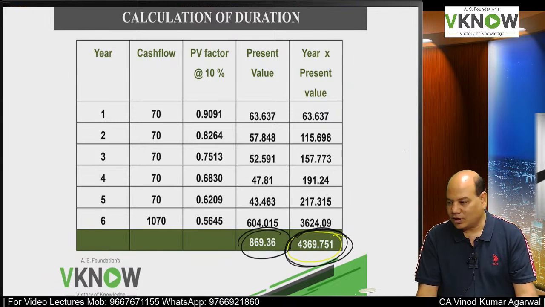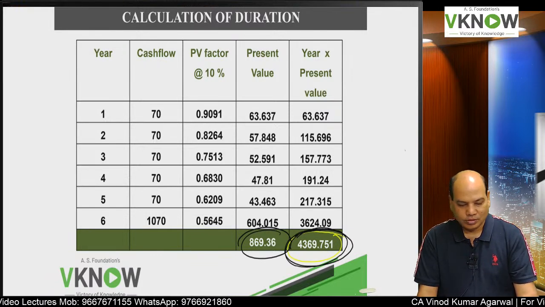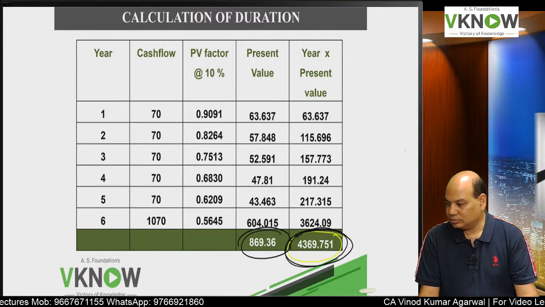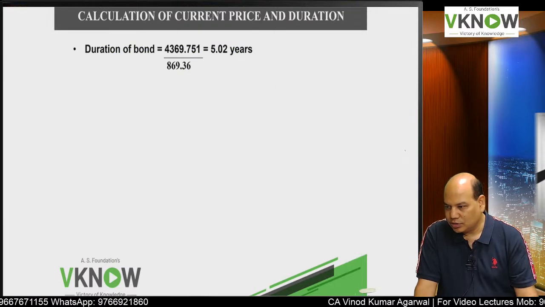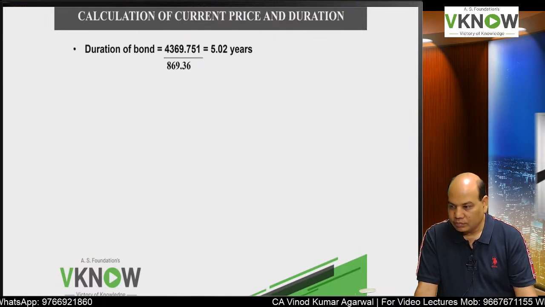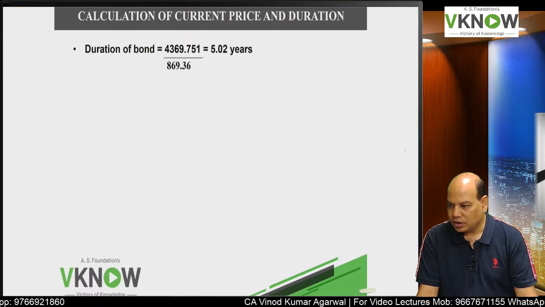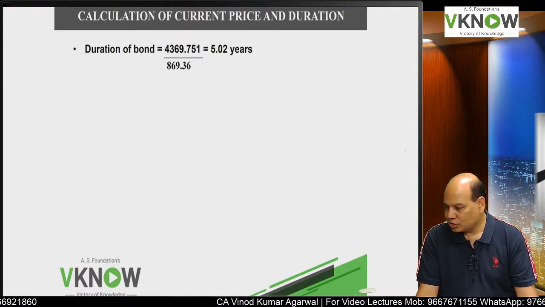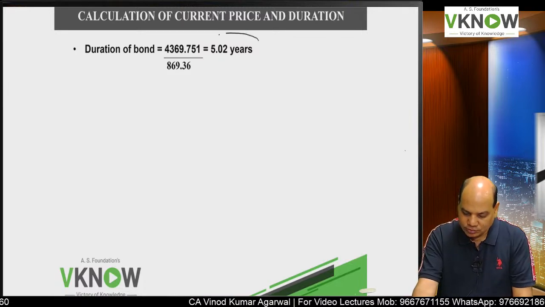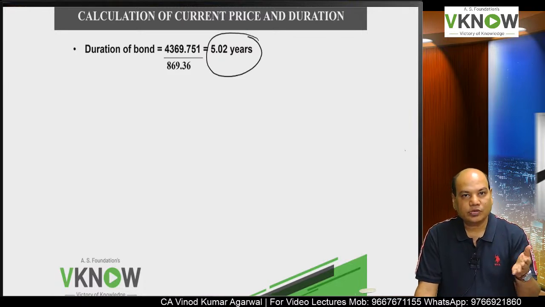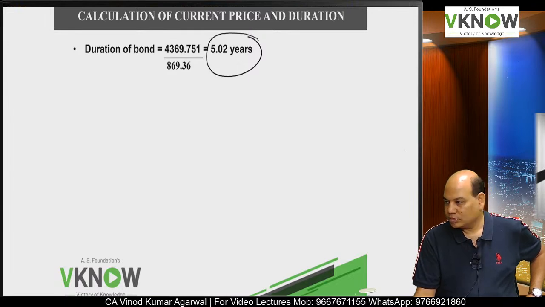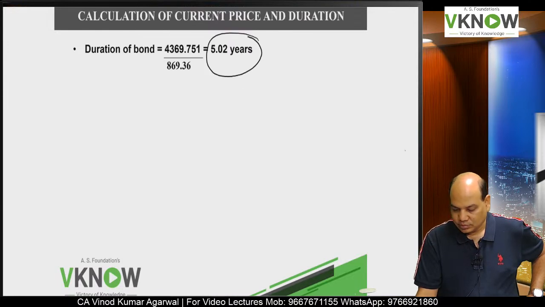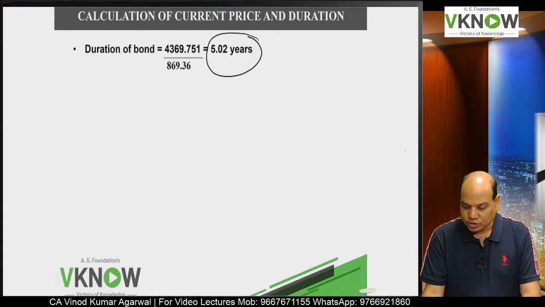Yes, come on, reply fast. So the answer is, write down below, duration is equal to the total of the last column 4369.751 and total of present value 869.36. So check the answer. Is the answer 5.02 years? Yes, come on. 5.02 years. Okay. And then there is a question, why has the duration gone down?